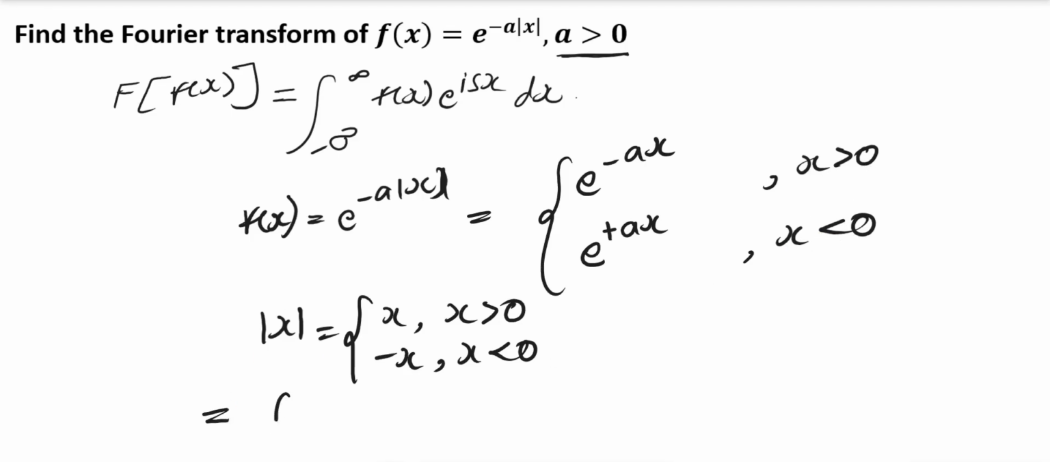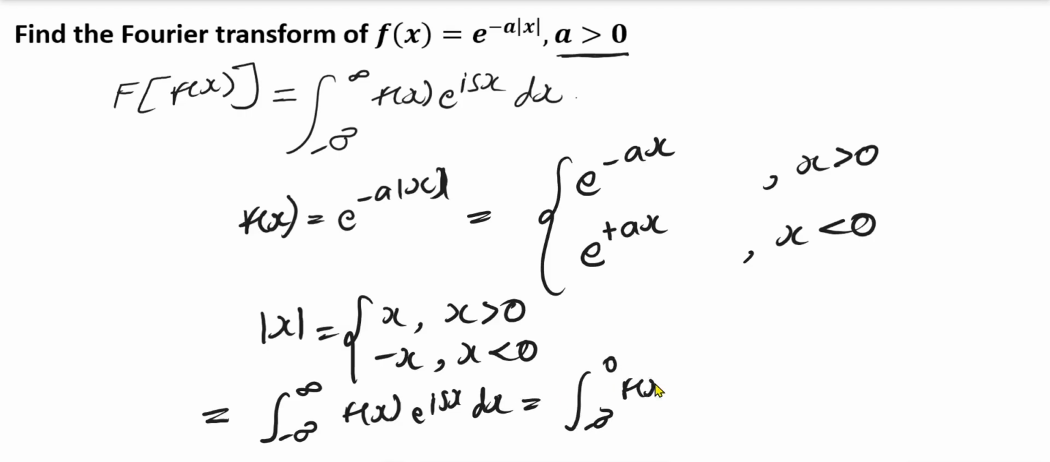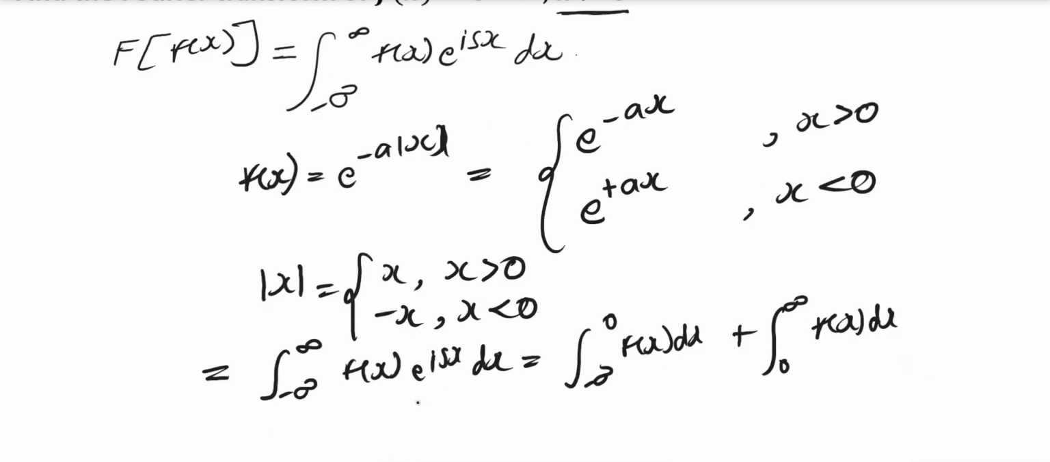So उसके लिए we write integration minus infinity to infinity f of x e raised to the power iota sx dx. Break it from minus infinity to 0 f of x dx plus 0 to infinity f of x dx, and here there is a multiplication by e raised to the power iota sx. So multiply it by e raised to the power iota sx with dx. Here also e raised to the power iota sx dx.